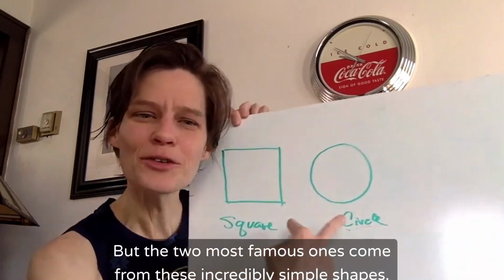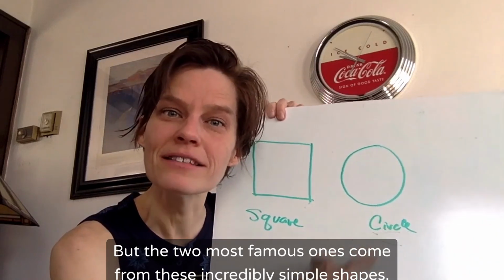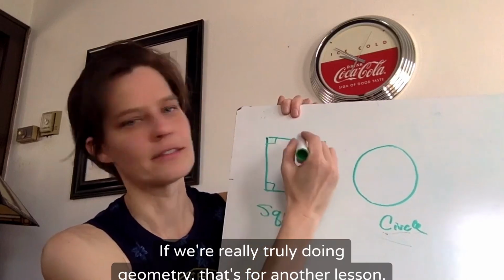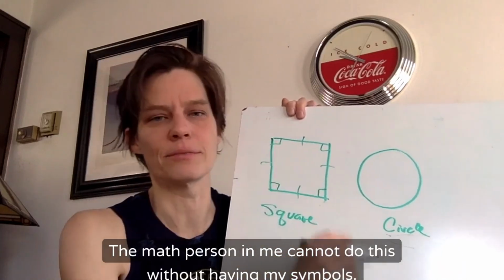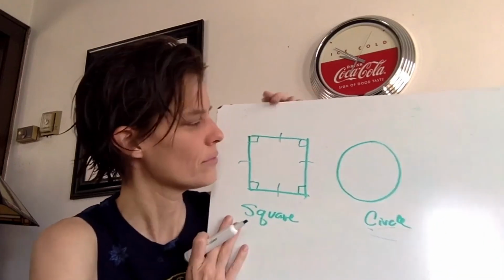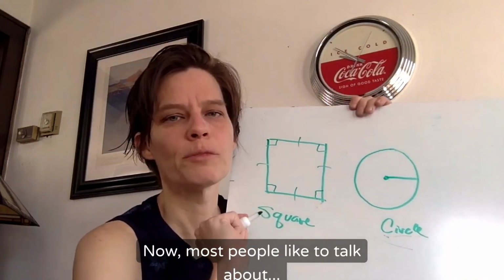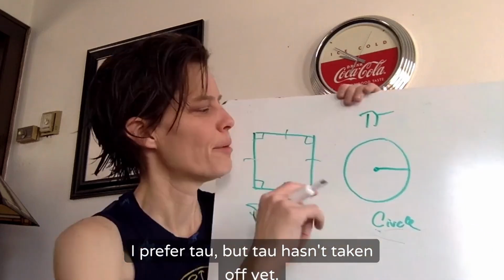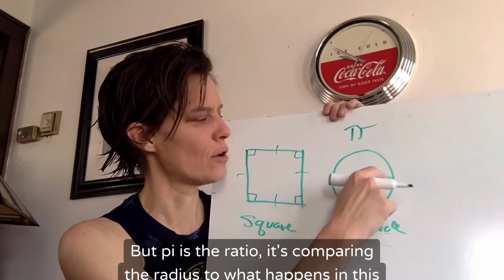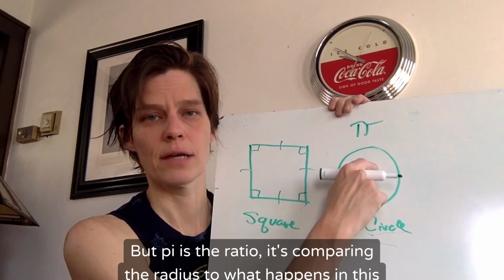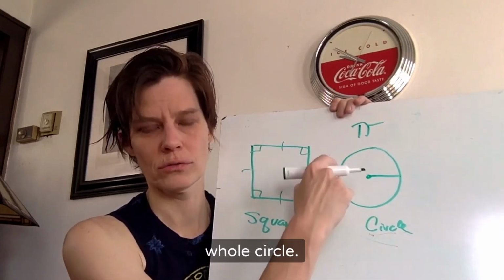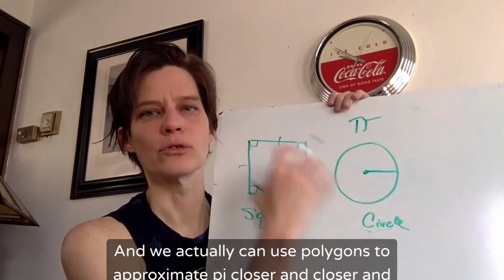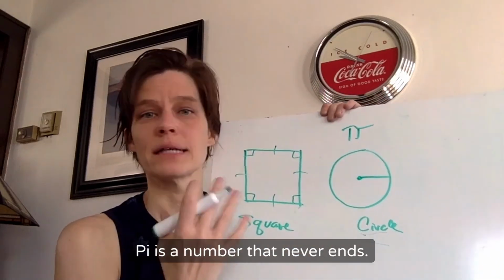But the two most famous ones come from these incredibly simple shapes. If we're really truly doing geometry, that's for another lesson, but I got to do it. The math person in me cannot do this without having my symbols. That's a square. This is a circle. Now, most people like to talk about pi. I prefer tau, but tau hasn't taken off yet. But pi is the ratio comparing the radius to what happens in this whole circle. And we actually can use polygons to approximate pi closer and closer. Pi is a number that never ends.